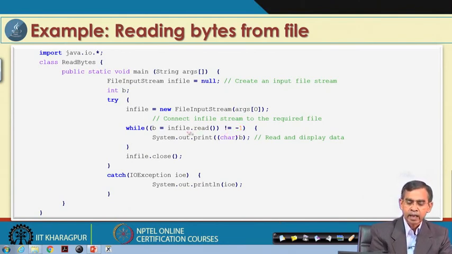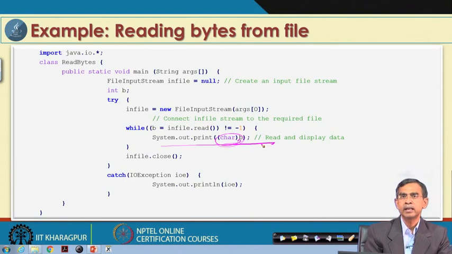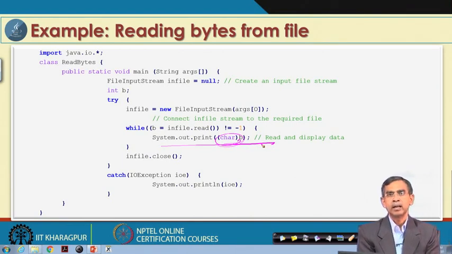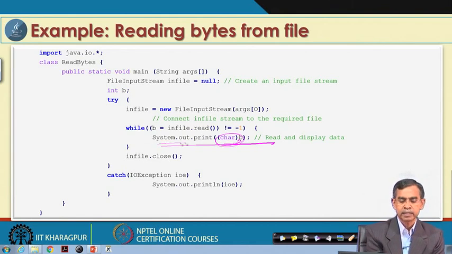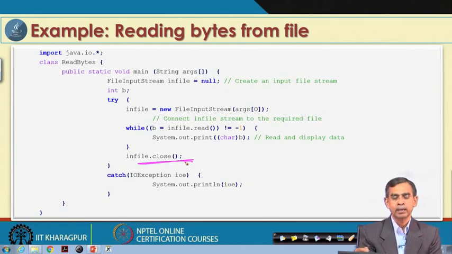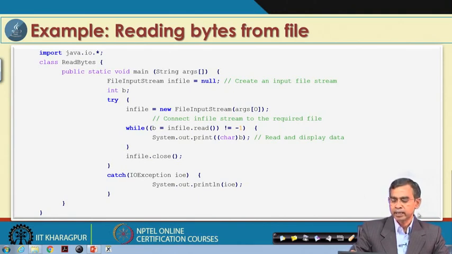You read 1 byte, store it in a temporary variable b, and then this b can be converted into a character and printed. That means it will read a file and the content will be displayed on the standard output device, using System.out.print. Finally, once the entire file is read 1 byte after another, it will be closed. This is a very simple way, and it is very similar to the FileOutputStream class that we considered earlier. The idea is that sequentially, 1 byte at a time, the entire file can be traversed or read.